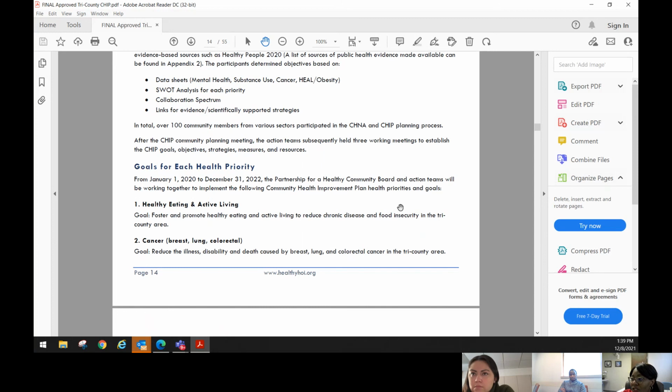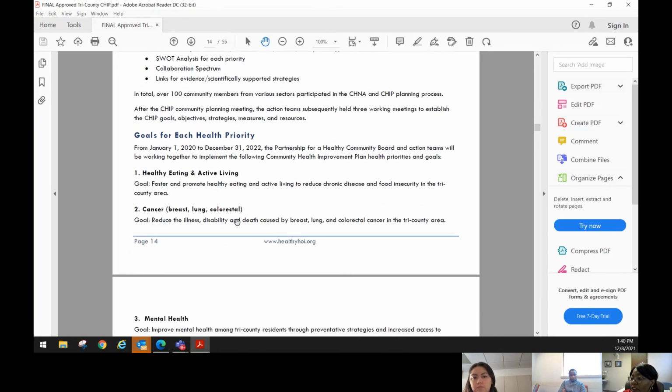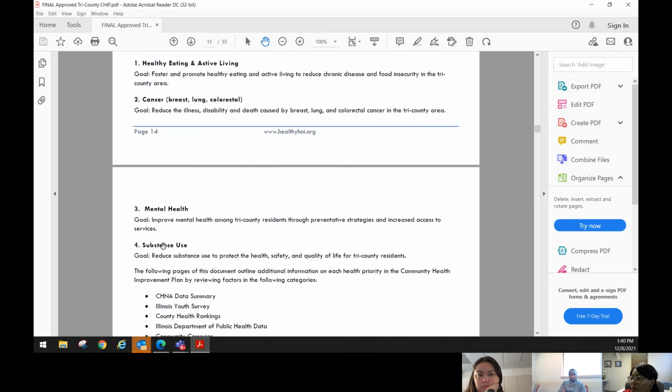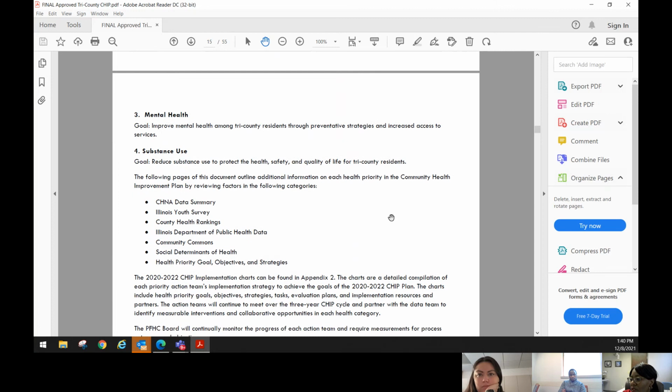So the action teams came together with all this information and they created their improvement plans for that health priority. And we'll go through one of those just so you can see what it looks like. So these are the goals, high level. Healthy eating was to foster and promote healthy eating and active living, to reduce chronic disease in the Tri-County area, reduce illness, improve mental health, reduce substance use, okay?